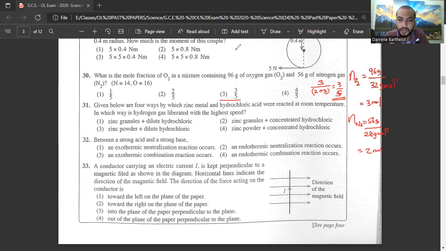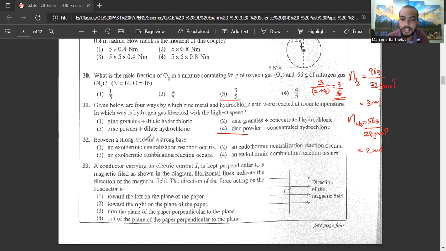So here, if you consider the answers, they have given zinc powder and zinc granules, and the other one is dilute hydrochloric acid and concentrated hydrochloric acid. Zinc powder has a higher surface area than zinc granules. And concentrated hydrochloric acid will have a much higher concentration. So to increase the rate of reaction, the answer should be zinc powder and concentrated hydrochloric acid. Answer number 4.